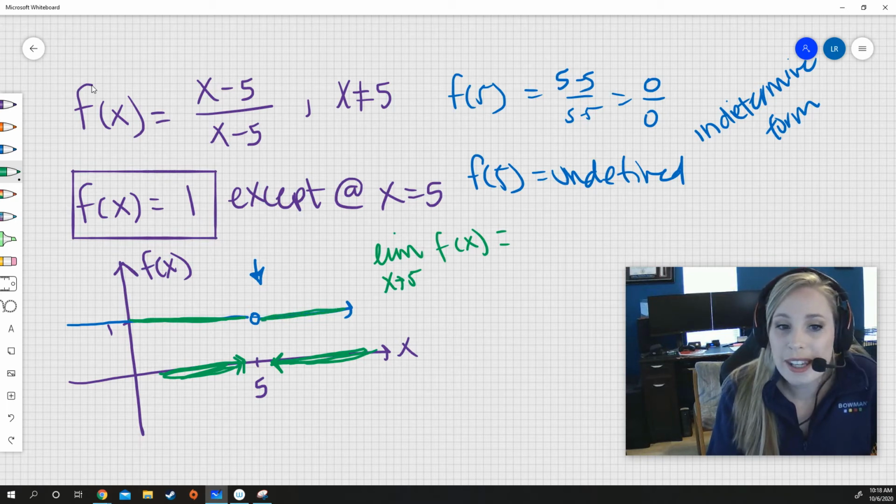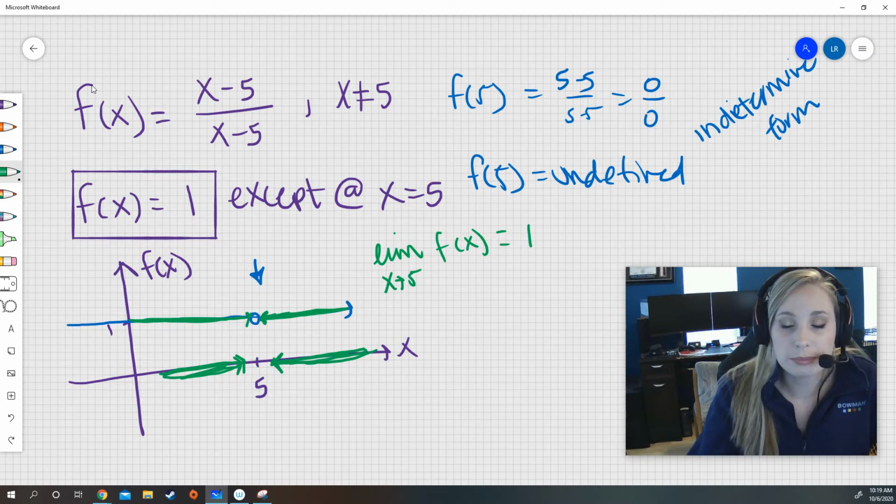And we can get infinitely close to 5. And it's still going to be 1. It's just at 5, it's undefined. And so because as we get infinitely closer and closer to the value of 5, the function is a 1, we would say that the limit of f of x is 1.